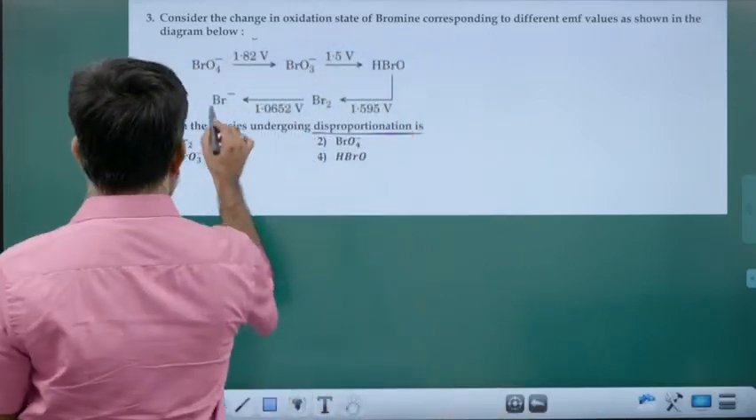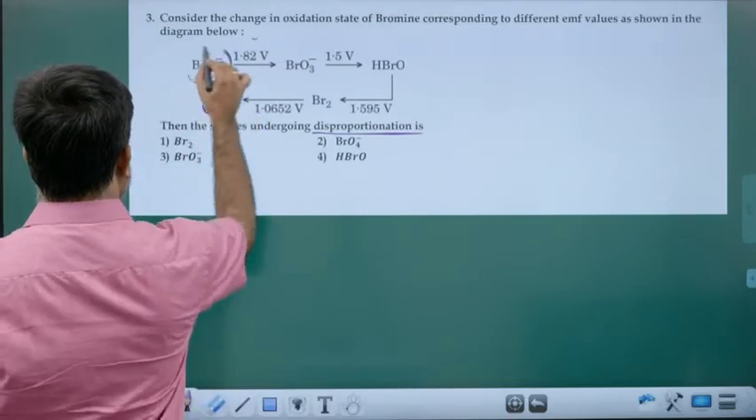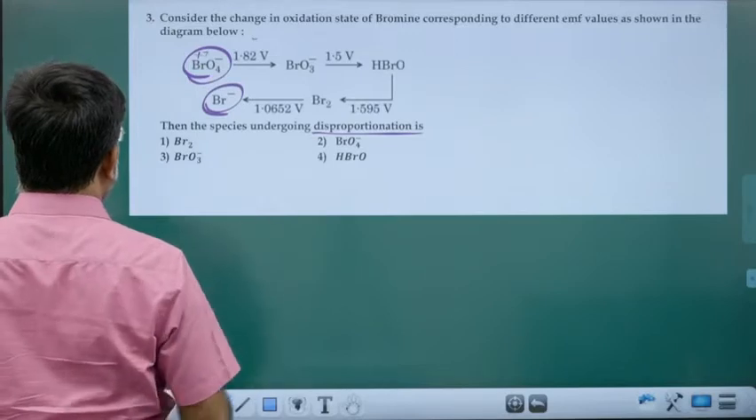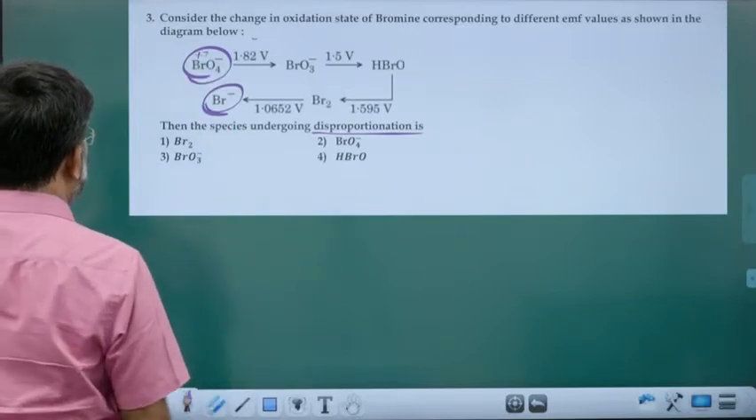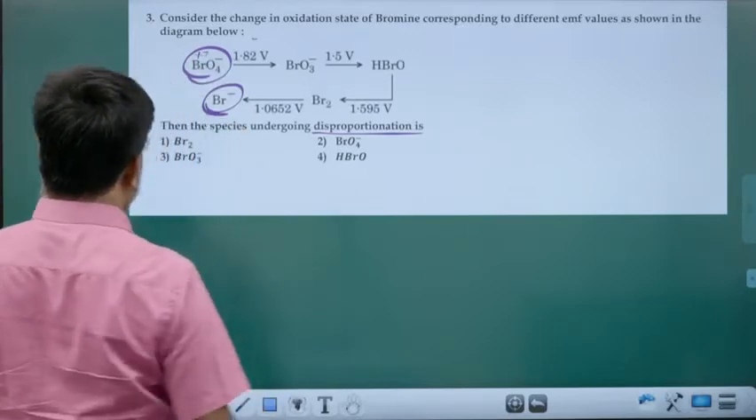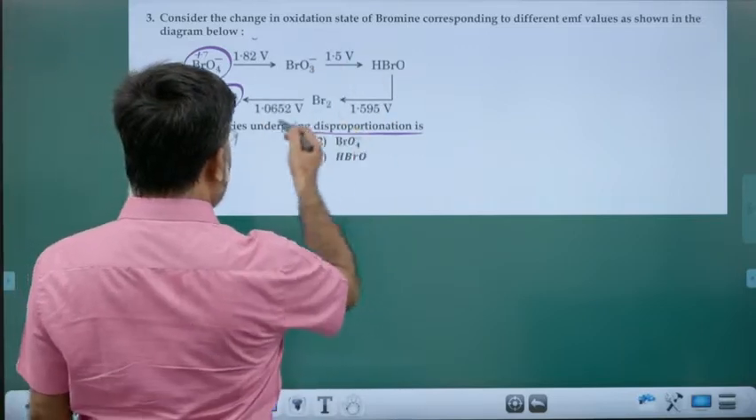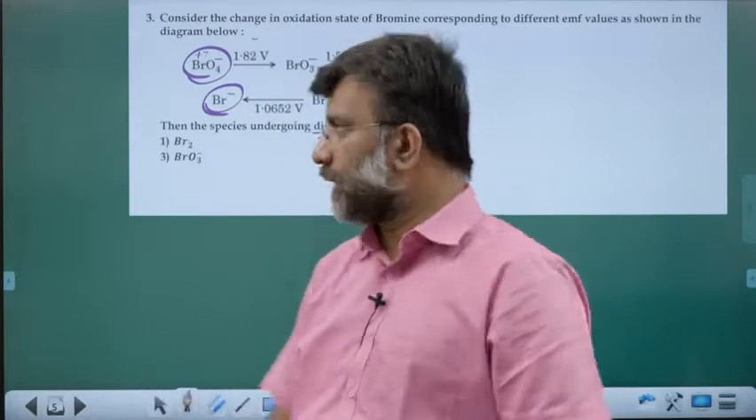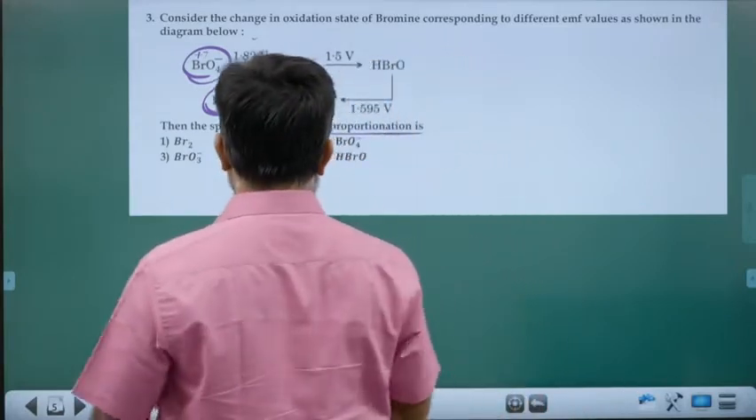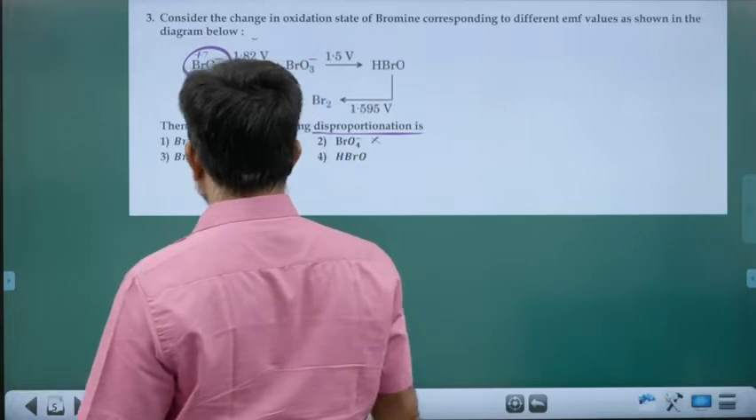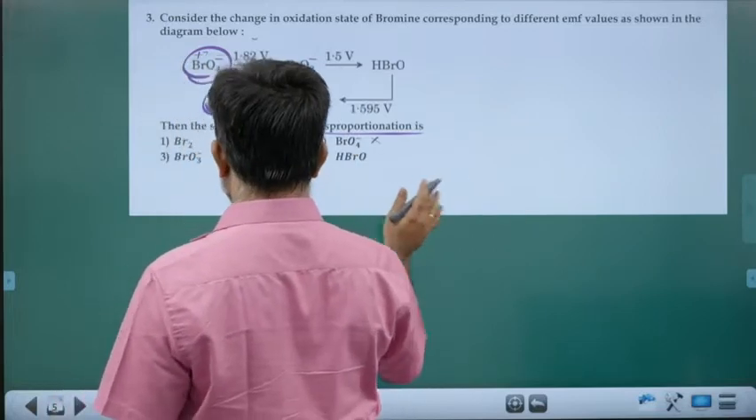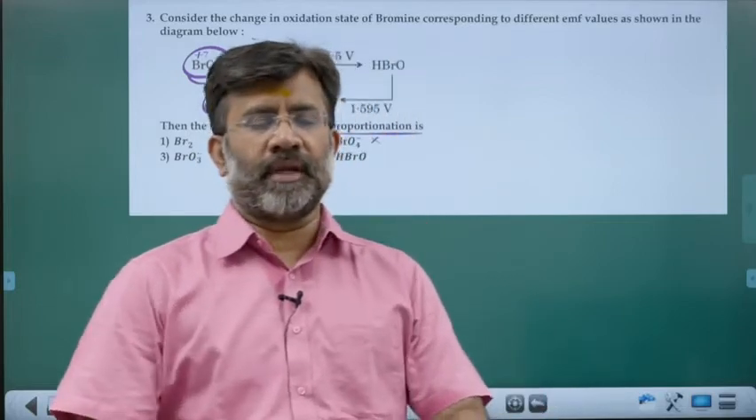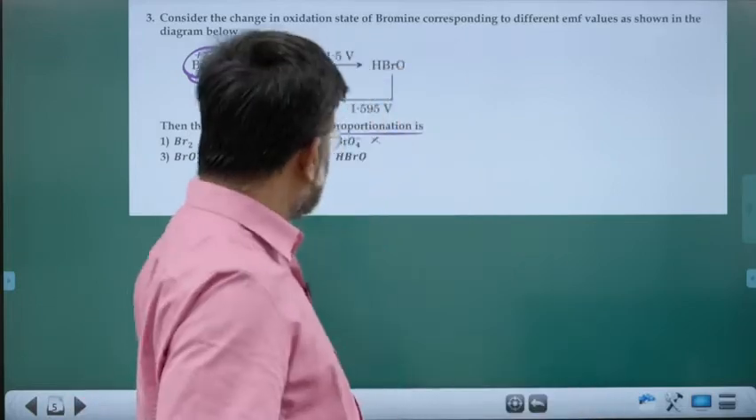You see, this is the minimum state, -1, and this is the maximum state, +7. So this only will act as an oxidizing agent and this only will act as a reducing agent, while the others may undergo disproportionation. So the answer can never be 2. The others can be. It can be bromine, it can be BrO3 minus, it can be HBrO.